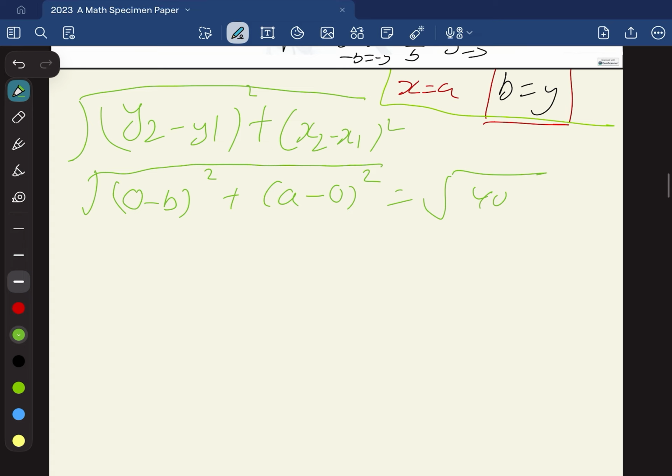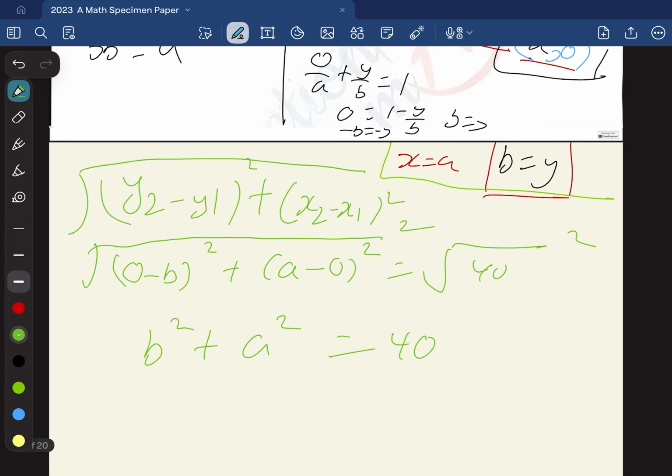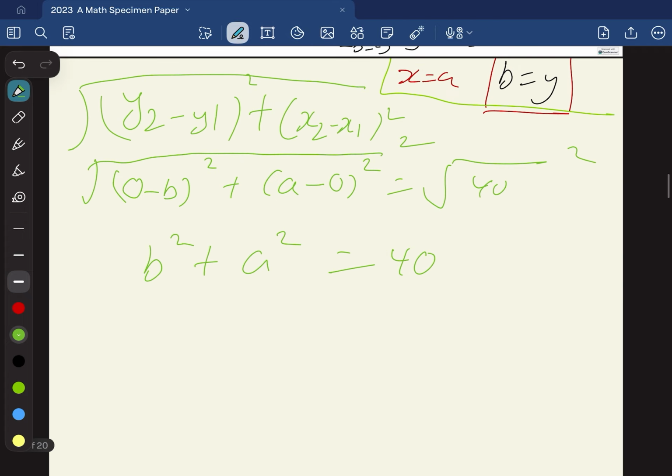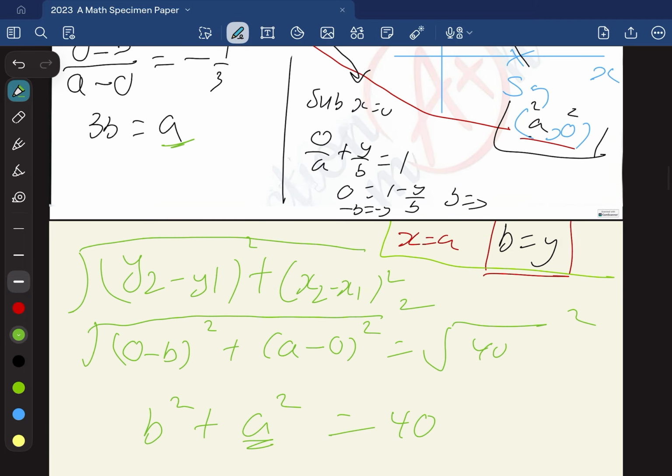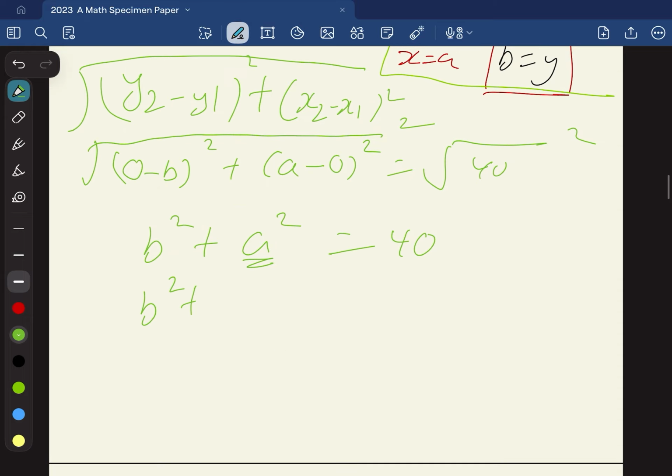From here it's very simple. Square root, then it's going to be o minus k. This one is b squared plus a squared gives me 40. So b squared plus a squared equals 40. It seems like, oh my god, what am I going to do now? I'm stuck here. But listen, a is here, so you sub this. So sub a equals 3b. So b squared plus 3b squared equals 40. Now b squared plus 9b squared equals 40.